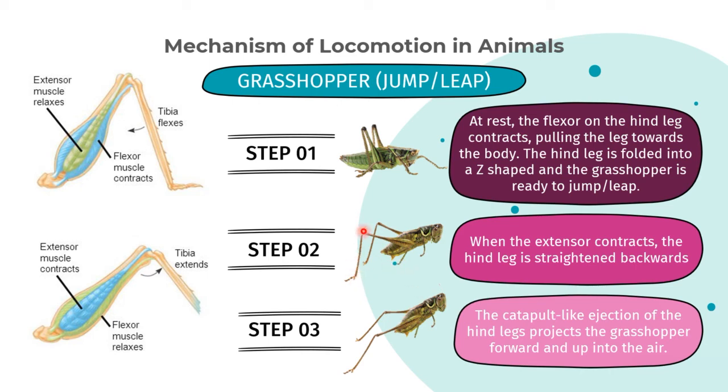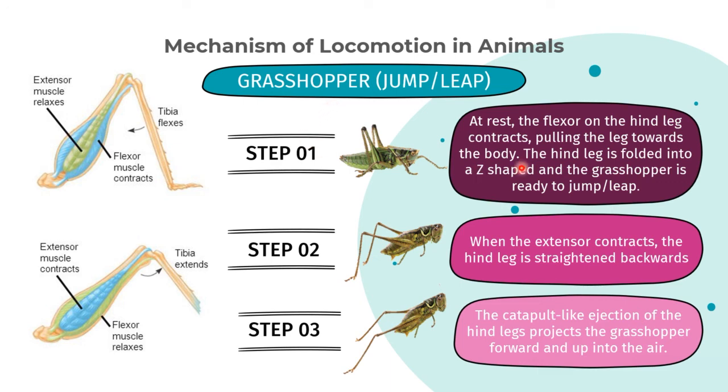Now the grasshopper jumps. The catapult-like ejection of the hind legs projects the grasshopper forward and up into the air. So now the grasshopper moves forward up into the air. This is what happens in the locomotion in the grasshopper.